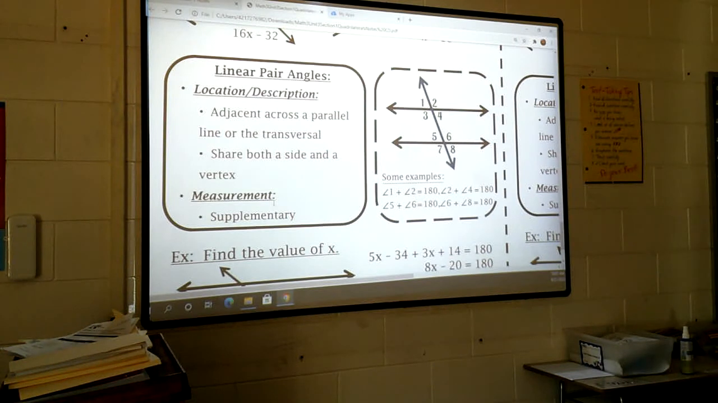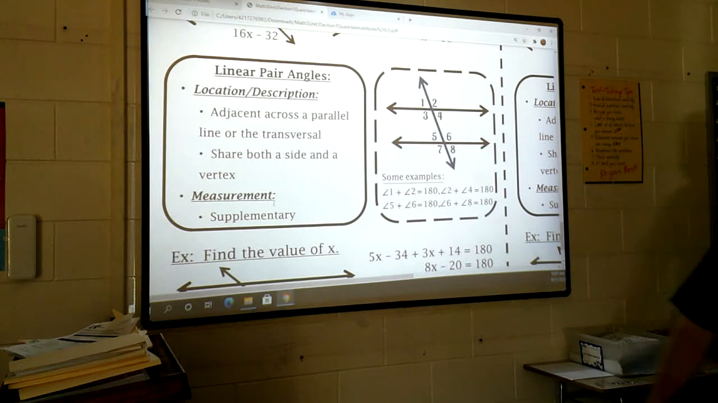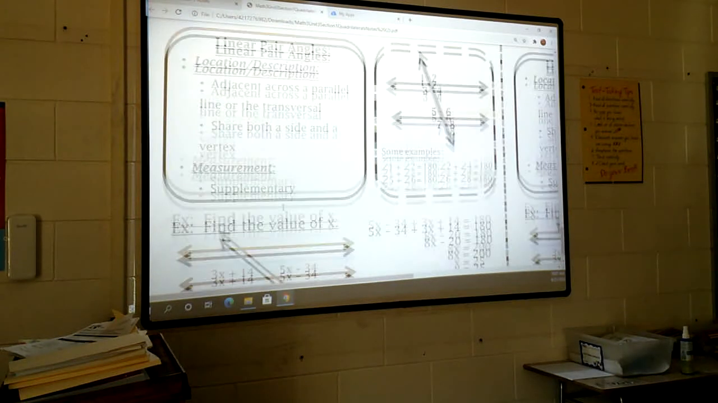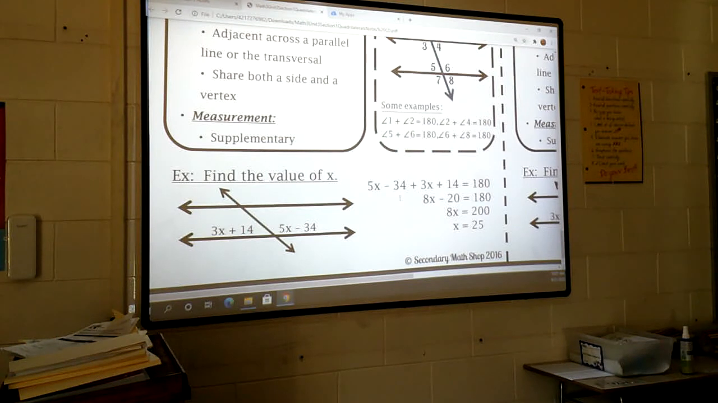So when you add them up, they are going to be the same. And those are just some examples, but there's many more. There's 1, 2, 3, 4, 5, 6, 7, 8, and there's 1, 3, 2, 4, 5, 7, 6, 8. All those would be supplementary, which means they add up to 180. Which means if you get two adjacent angles or a linear pair of angles, you would put both of them together like this and add them up to equal 180. And then we would solve for x if we got one of those.